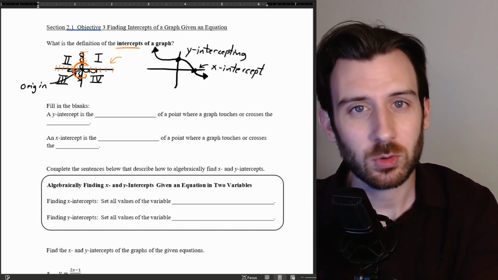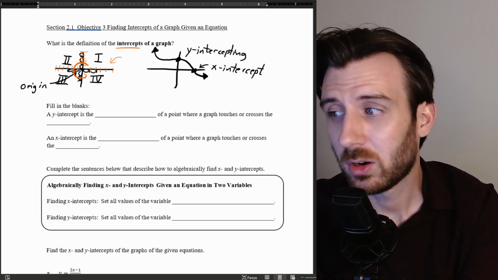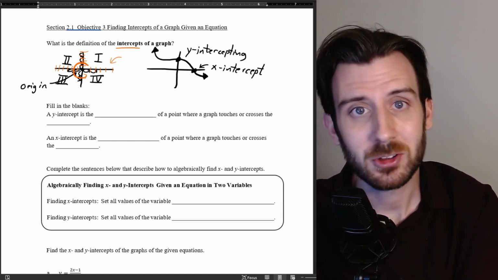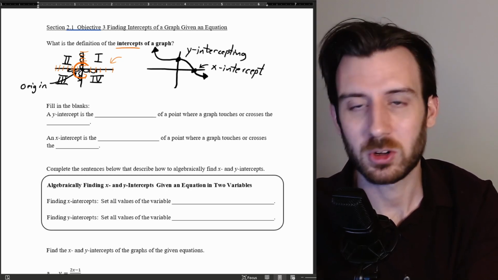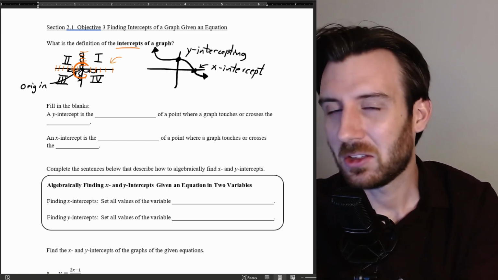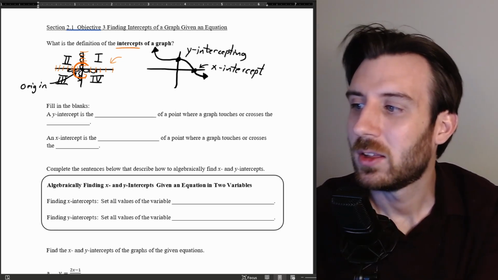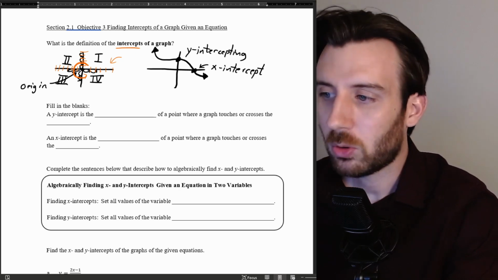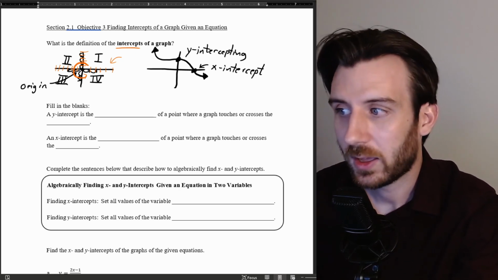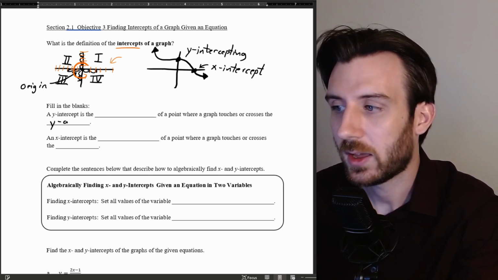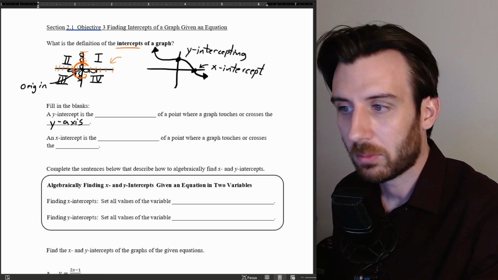Now we may want to describe this as a certain number of x value and y value in the same way we've been doing it before, but what I'm going to point out to us is that actually we don't need to think about too much when we're using these two problems. There's only small bits of information that give us everything we need. So y-intercept is the, let's see, blank of a point where a graph touches or crosses the, well, we know it's the y-axis because it's the y-intercept, so we'll say the y-axis. And it's the what of a point.